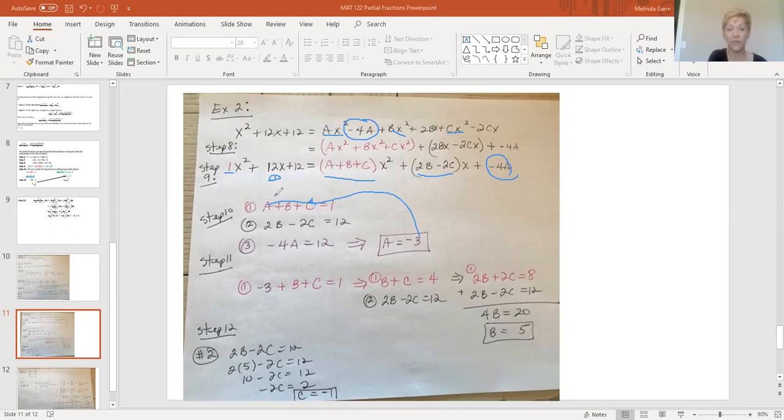Plug in that negative 3, all right? And then here I've got a 2b minus 2c is 12. There's no a to plug into there, so I keep that one the same. But now I've got 2 equations in b's and c's.